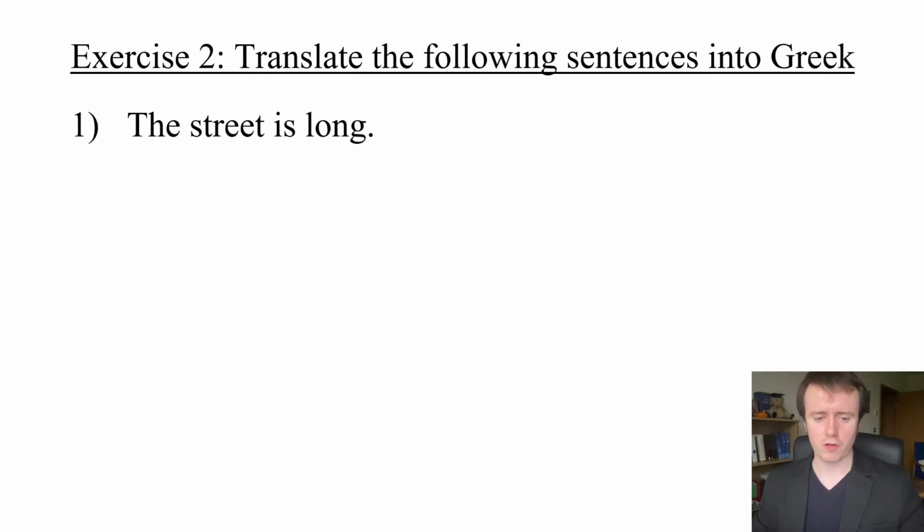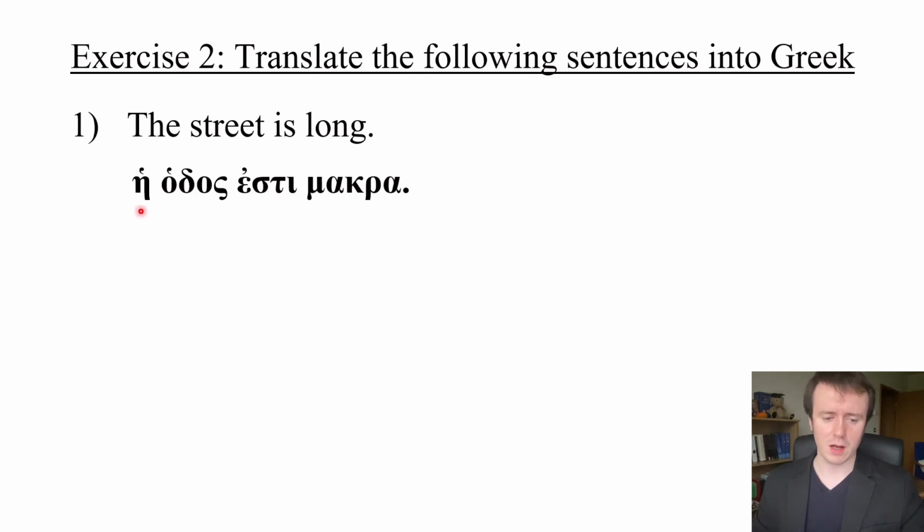Number 1 is, the street is long. In ancient Greek, you could say that as hodos esti makra. The reason you could say it that way is because hodos is the street in the nominative singular. And if you didn't know, hodos is a 2A noun, and in particular it's one of the few feminine 2A nouns. So that's why we had the feminine nominative singular definite article before it. So that's the street, and it needs to be in the nominative because it's the subject of the verb to be. For is, we would say esti.